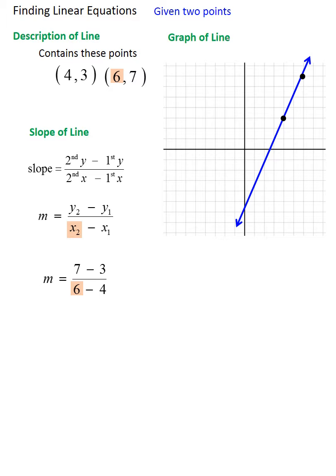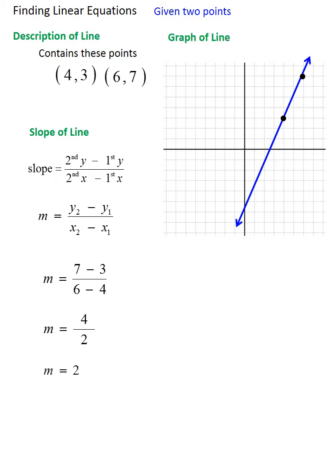The 6 was my second x. And the 4 was my first x. So you essentially plug the numbers in from the problem into this formula, and then just do some basic arithmetic. We all know what 7 minus 3 and 6 minus 4 are, and we all know what 4 divided by 2 is. Great, and now we have m, which again represents the slope of this line.